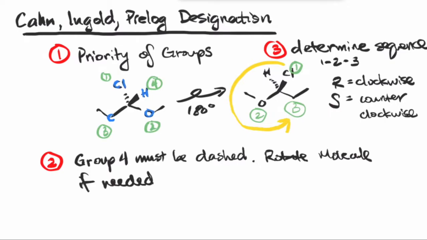Right? So in this case, if you count from 1, 2, 3, you make a loop, you make a circle that goes in the counterclockwise direction. So in this case, we can say that chiral center is designated S, or we can say that this whole chiral molecule is the S enantiomer. So that's the basic framework of the Cahn-Ingold-Prelog designation system. We will now take a look in more detail at some more nuanced cases that might give you some trouble.